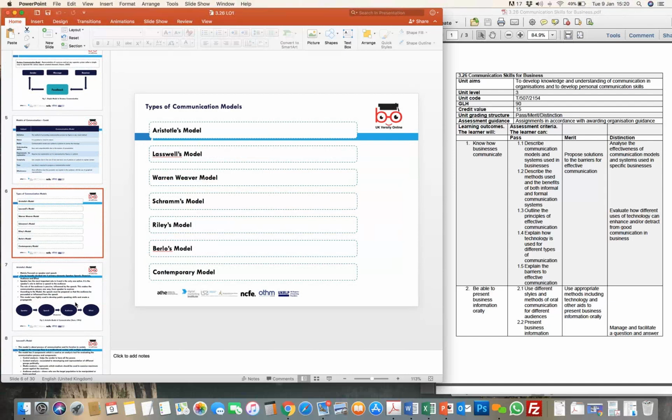Aristotle was a Greek philosopher, but the important point is that he was the teacher of Alexander the Great, not Napoleon, sorry, my mistake. Alexander the Great, and he came up with the first model of communication. Here we will look at a couple of models to understand how the process of communication has evolved, and what the current model normally used by organizations and people in general is.